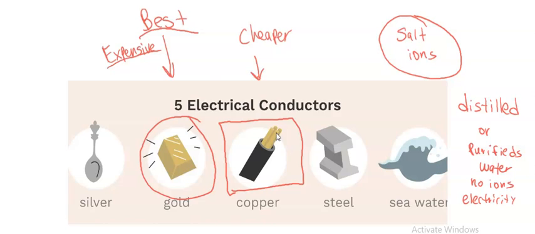These are 5 good examples: silver, gold, copper, steel, and seawater. But the most common and cheapest to get is copper. But gold is the best, but copper is the easiest to get. Okay? So just remember, recap. Conductors transfer heat and electricity easily and well.